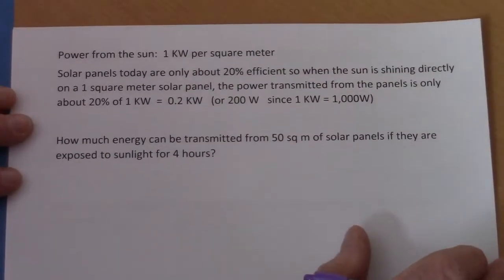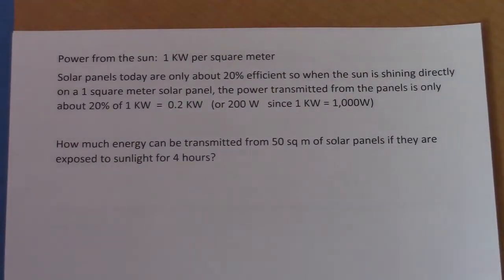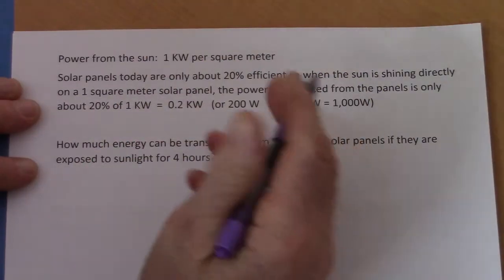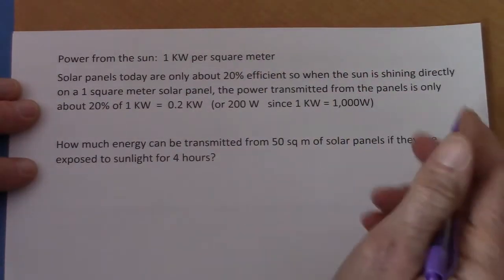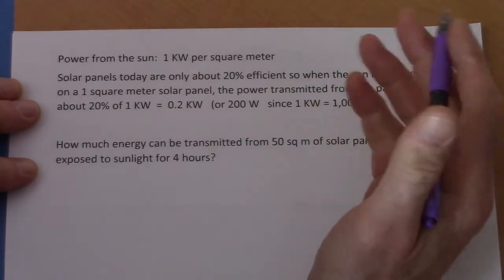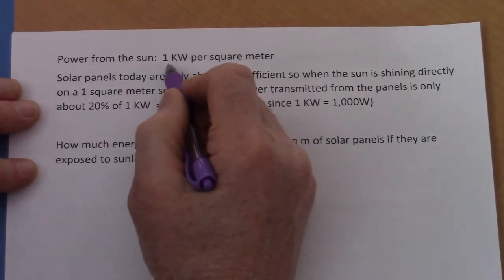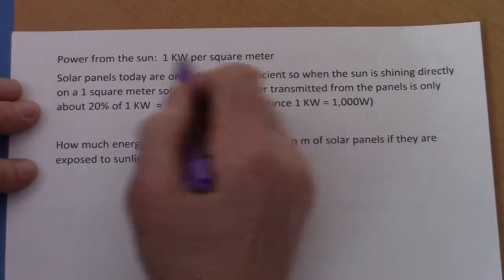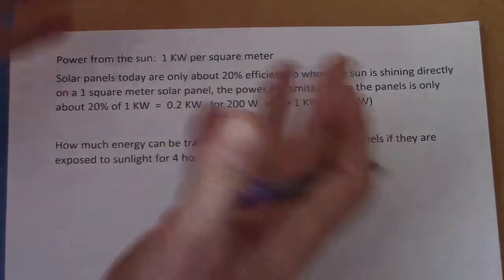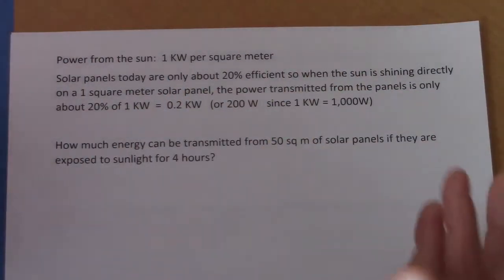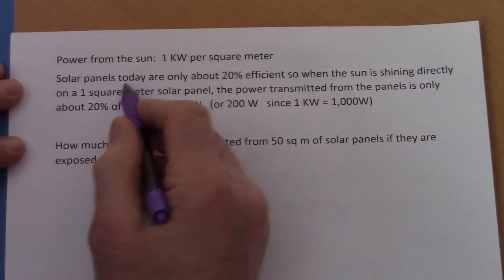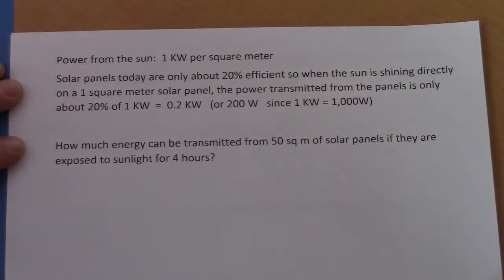So now as we move on to solar power, power from the sun, because that light is coming from the sun, and light is energy. Direct sunlight provides just 1 kilowatt per square meter. That's 1,000 watts. Solar panels today are only about 20% efficient.